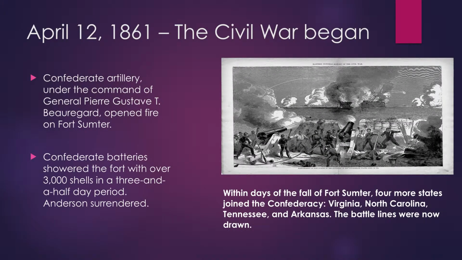The Civil War began at 4:30 a.m. on April 12, 1861. Confederate artillery, under the command of General Pierre Gustave Beauregard, opened fire on Fort Sumter. Confederate batteries showered the fort with over 3,000 shells in a 3.5-day period. The commander of Fort Sumter, Anderson, surrendered. Within days of the fall of Fort Sumter, 4 more states joined the Confederacy: Virginia, North Carolina, Tennessee, and Arkansas. The battle lines were now drawn.